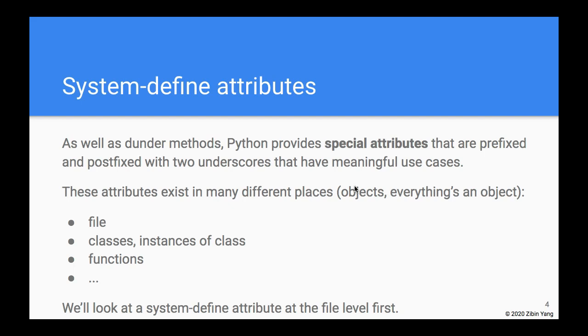These attributes can exist in many different places. Pretty much any object might potentially have these dunder attributes. And remember, everything in Python is an object, right? Such as classes, instances, functions, and even files. So let's look at these system-defined attributes at the file level first.